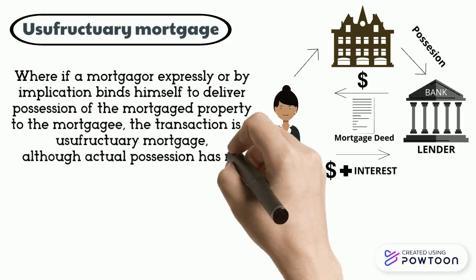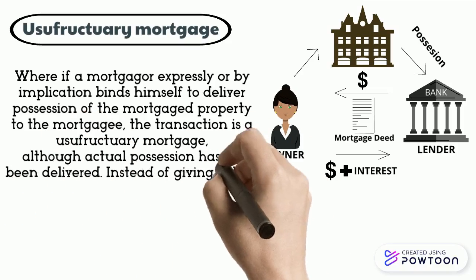Instead of giving actual possession, the mortgagor may direct the tenants of the mortgaged property to pay the rent to the mortgagee.